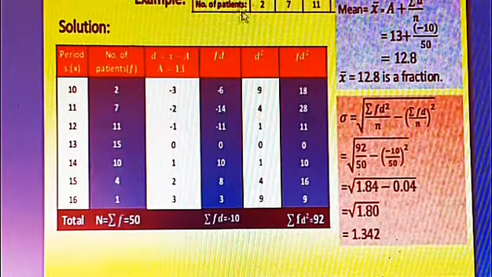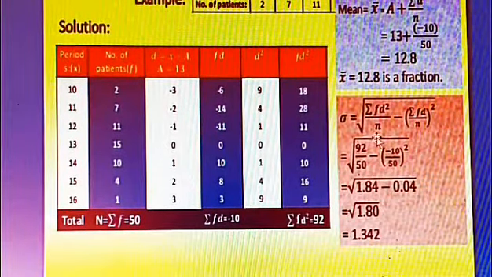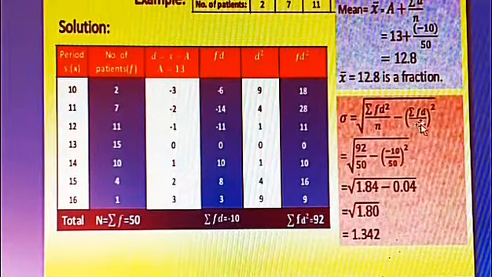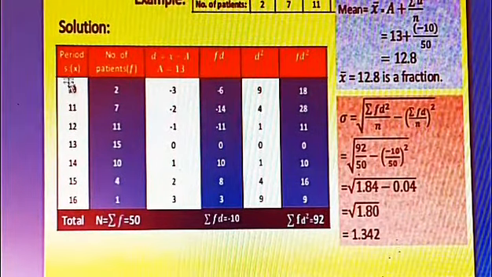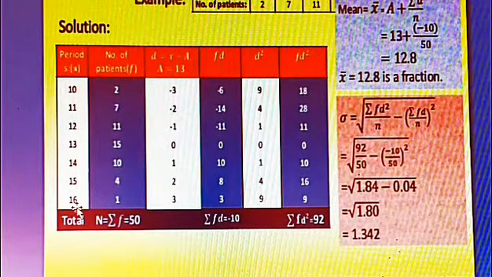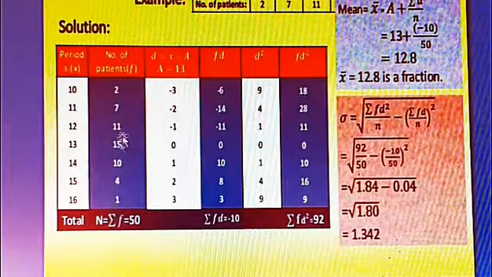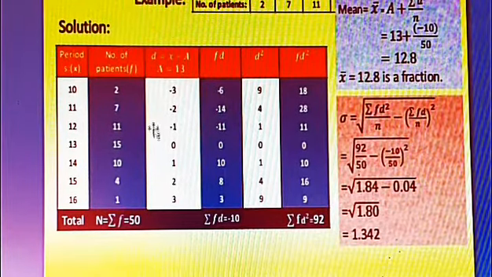Since the frequency is given, we will apply this formula. Sigma is equal to under root of summation fd square divided by n minus summation of fd by n the whole square. I have taken the periods in this column, number of patients, frequency in this column. Next we have to find d. What is d actually? X minus a.